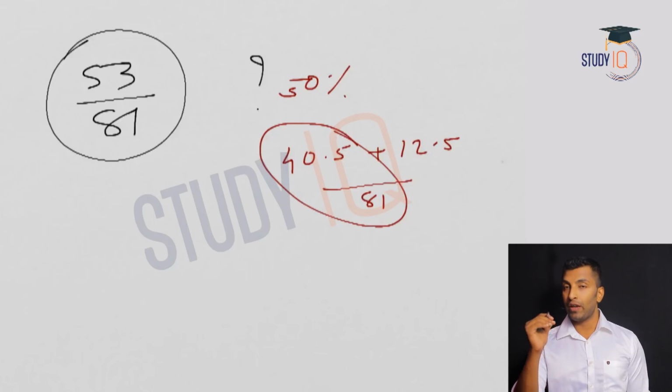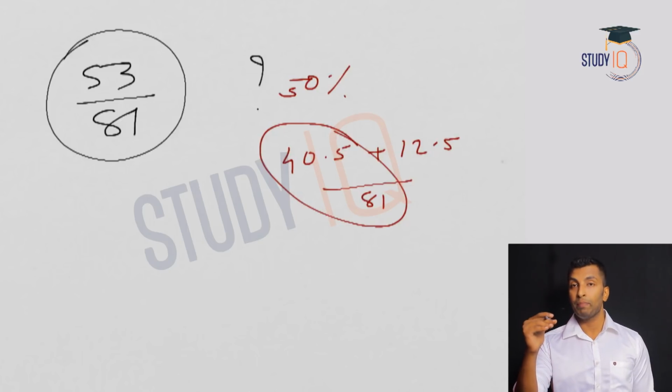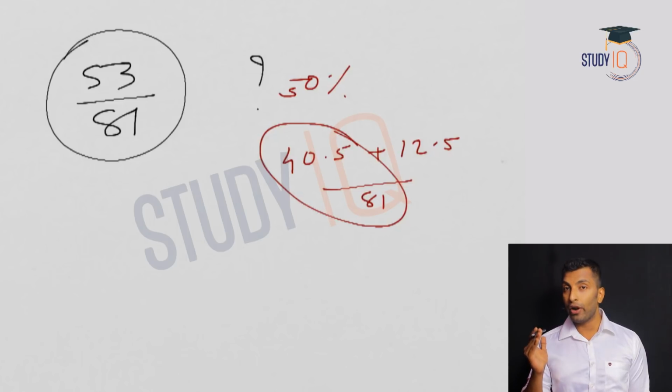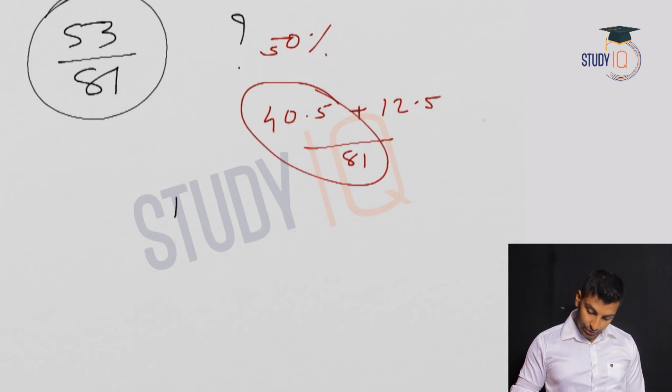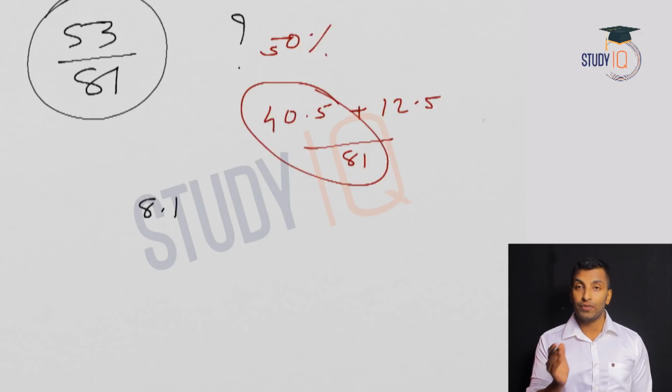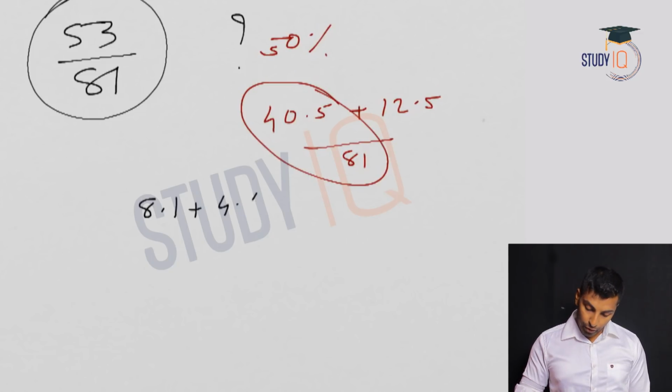see the 12.5 which is left out in the numerator. So that 12.5, you can remove 10% of the denominator from that. What is 10% of the denominator? That is 8.1, right? 81 is the denominator, 10% is 8.1. So write 12.5 as 8.1 plus 4.4. So let me write this 12.5 as 8.1, that is 10% of the denominator, plus 4.4.